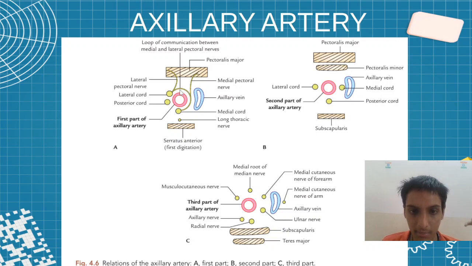Then medial and lateral pectoral nerve, that is the nerve supply to it. And here we'll have the long thoracic nerve with the serratus anterior. But here we are finding subscapularis and pectoralis minor extra. The third part is totally different from all of these. Here we have the musculocutaneous, axillary, radial, ulnar, medial cutaneous nerve of forearm and arm, the axillary vein, subscapularis and teres major.